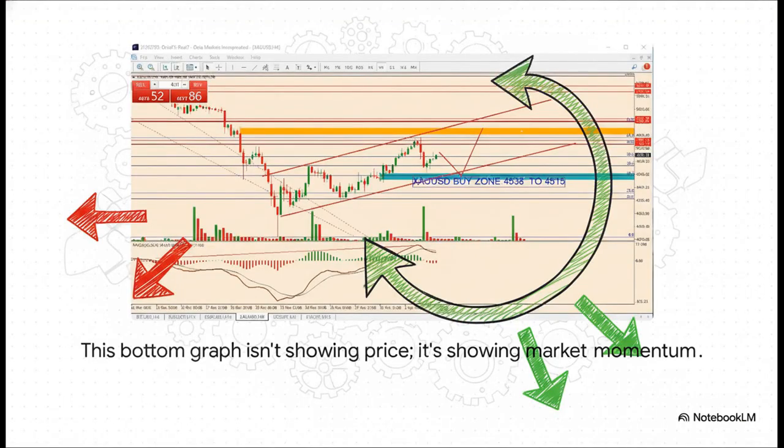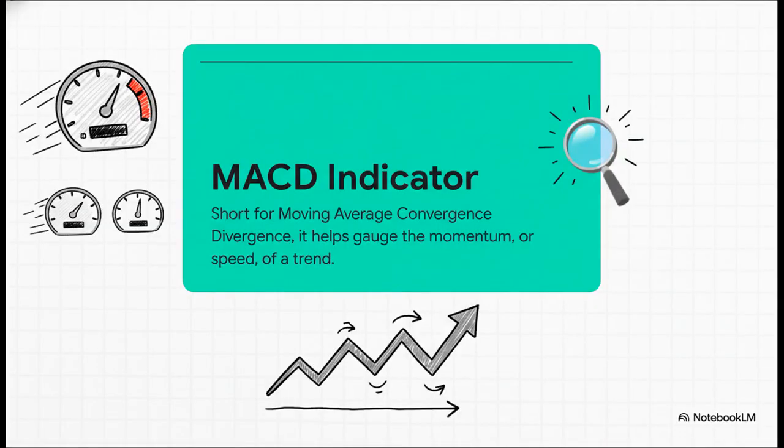Okay, now I want you to look at the very bottom of the chart. That separate little graph down there, that's not price. It's measuring something completely different. It's all about market momentum. It's called the MACD indicator, and you can pretty much think of it like a speedometer for the price trend. It helps the analyst see if the trend is speeding up, if it's running out of steam, or if it's maybe about to change direction altogether.